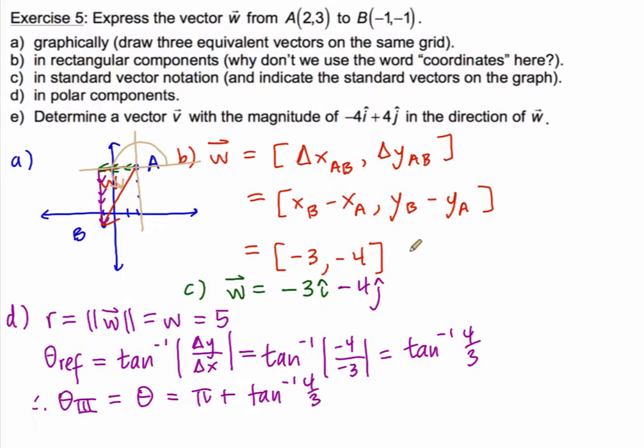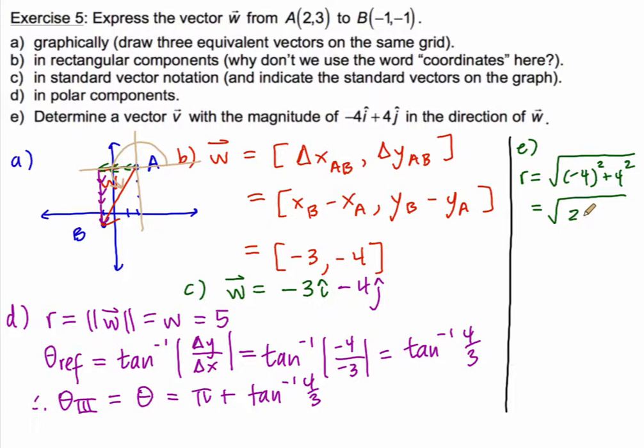So in part E, we can see that the magnitude is going to be the square root of (-4) squared plus 4 squared, which is going to be the square root of 2 times 16, which is 4 square root 2. And so we want this new vector v to have a certain magnitude and a certain direction. And because we are using magnitude and direction, it makes sense to be efficient and write the vector v in polar form, because we are not told to use polar or rectangular components.